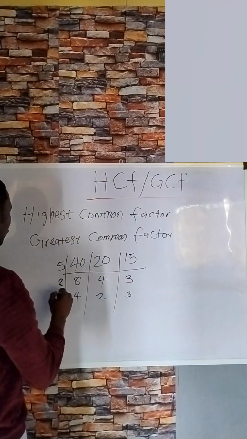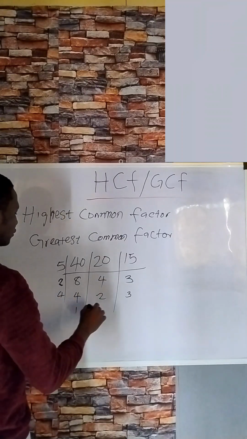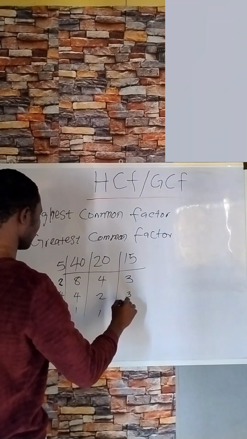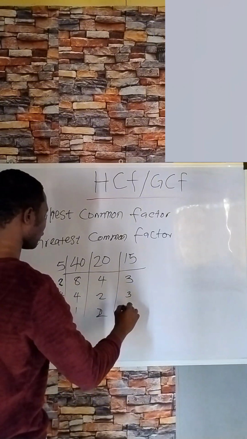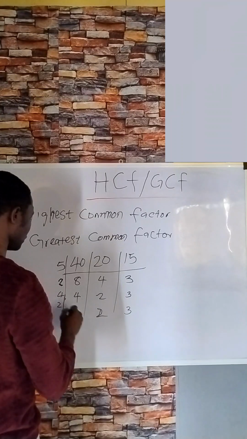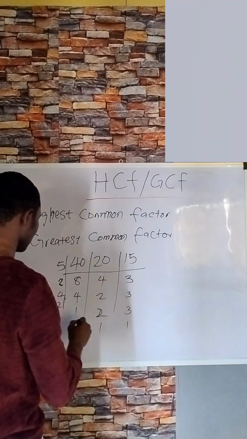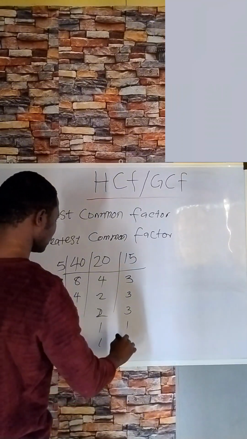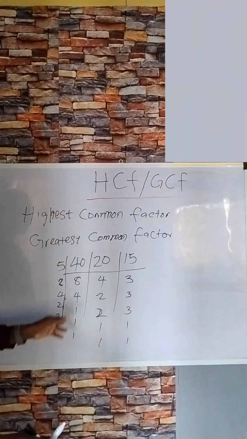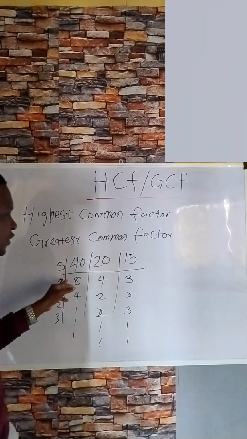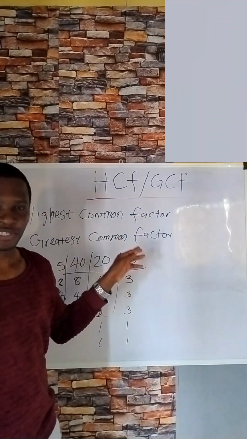And then 2, 4. Let's take 4. 4 here, 4 here, cannot go. And so on and so forth until we have nothing left. So let's see the greatest number in all of these factors. The greatest factor here is 5. So the GCF of these three numbers is 5.